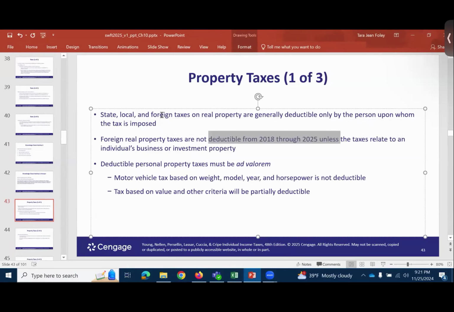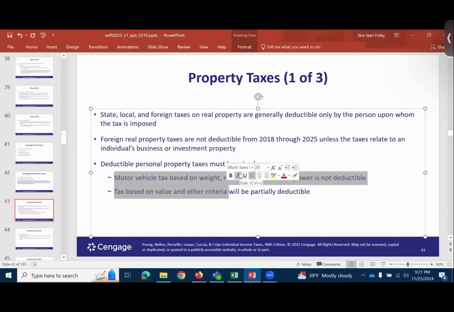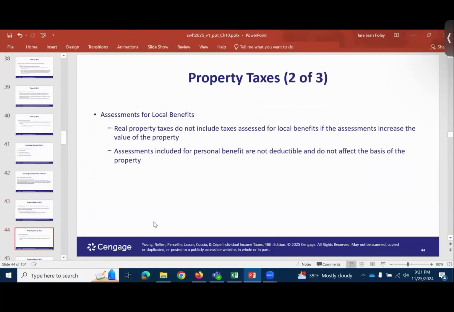State and local taxes on real property are generally deductible only by the person on whom the tax is imposed. If I pay the property taxes for somebody else, I can't deduct it, but since it's been paid, the other person can. Then there are personal property taxes, like on a motor vehicle. These are usually state taxes, like Connecticut charges a motor vehicle tax. Those can be deducted on your federal tax return.